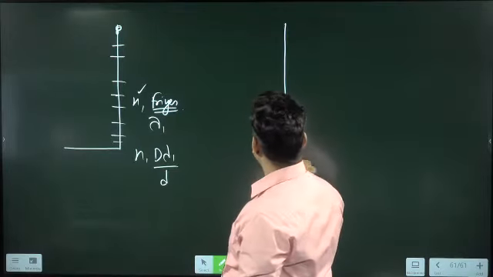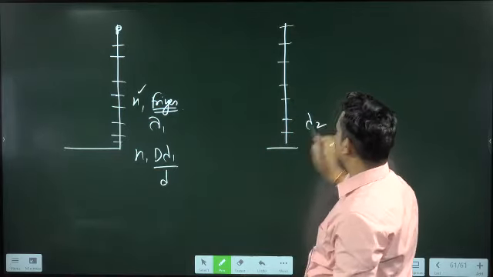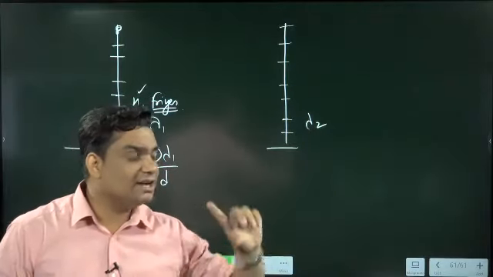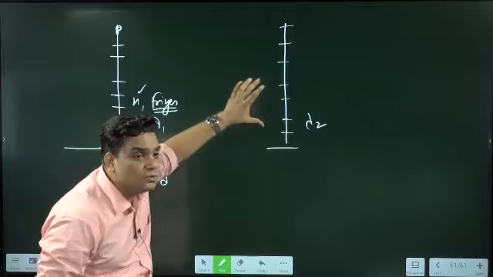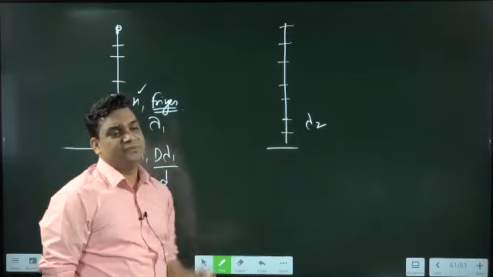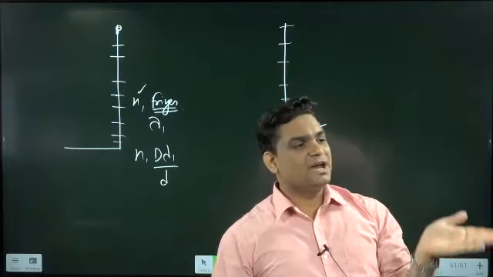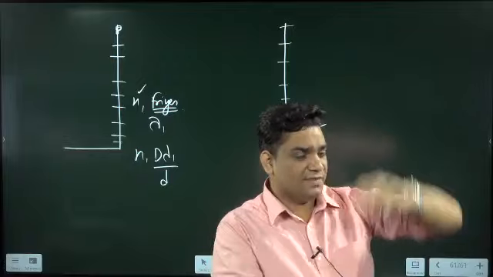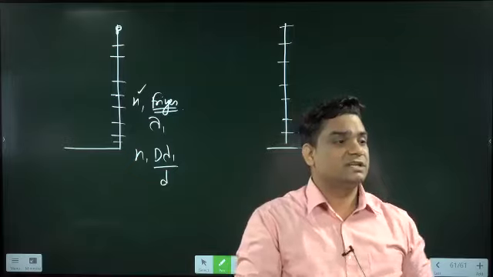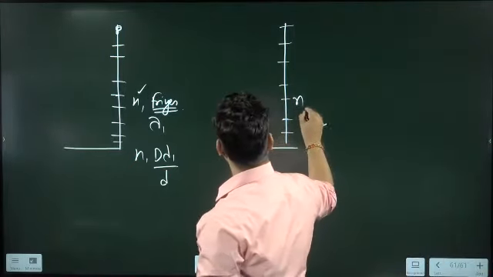In the same experiment, I am replacing the light with lambda 2. If you change the light, what will happen? Ultimately the n2 number of fringes will change. The fringe width will change, and if the fringe width changes, then the number will also change. If lambda is more, then the fringe width is more, so the number of fringes will be less. It can be less or more depending on your lambda. So here n2 fringes will be there.